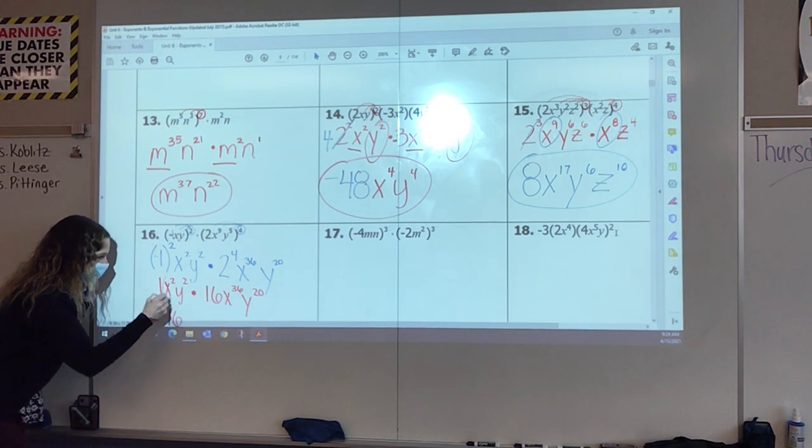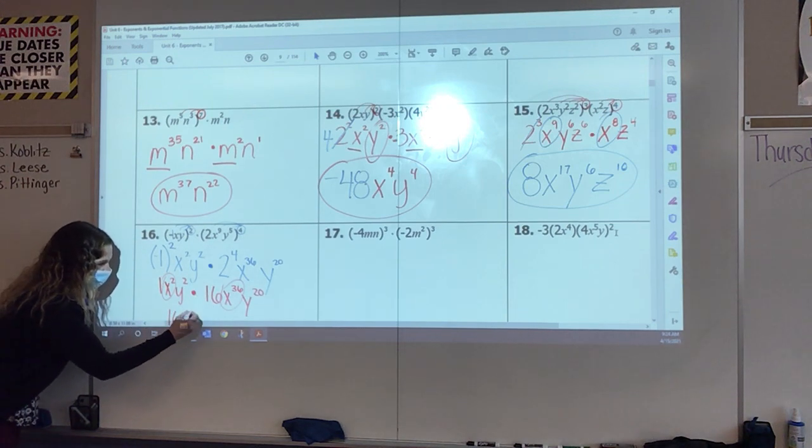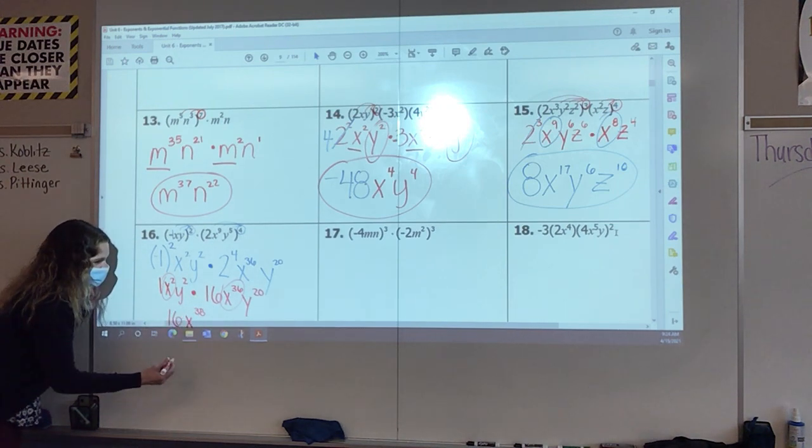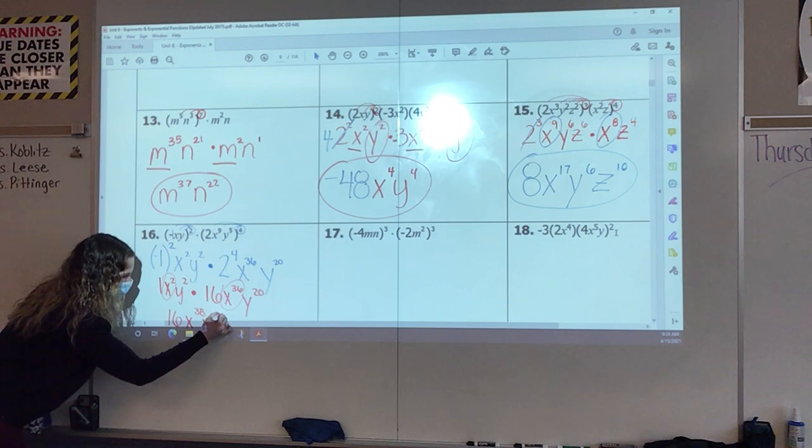And now we get to add our exponents, which is good. All together we'll have 38 x's. And how many y's all together? 22.